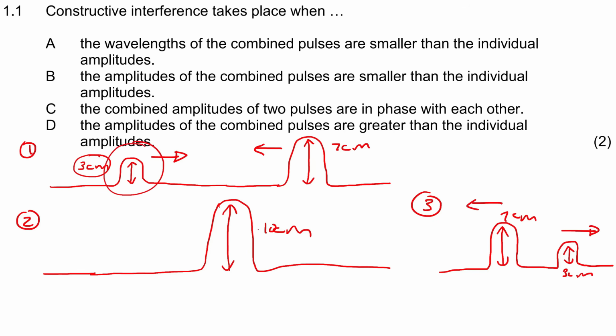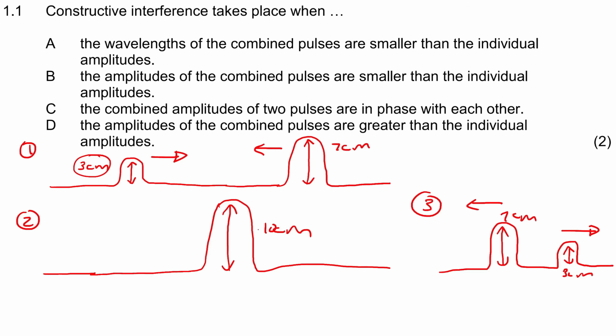So it's almost like they arrive at each other, they're then just going to combine, which is this part over here. And then after that, they're just going to carry on moving. So the 7 centimeter will just carry on coming out the other side, and the 3 centimeter will just carry on going out the other side like that.